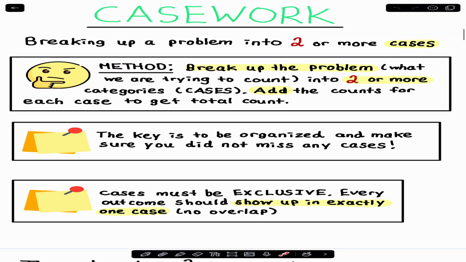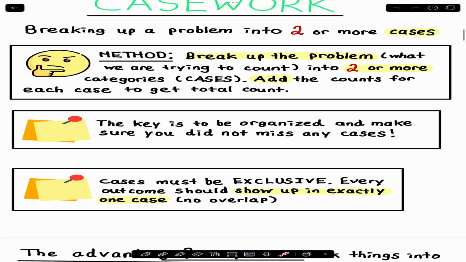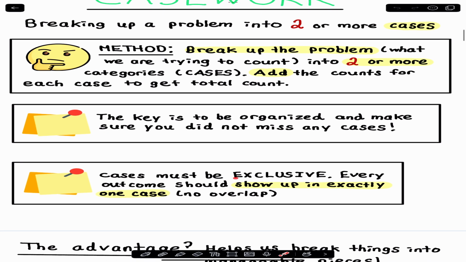When you break up your problem into cases, they must be what we call exclusive. This means every outcome should show up in exactly one case. There should be no overlap between the cases. Again, I'll show you how that looks like in the problems that we do. If you're a little confused right now, don't worry.